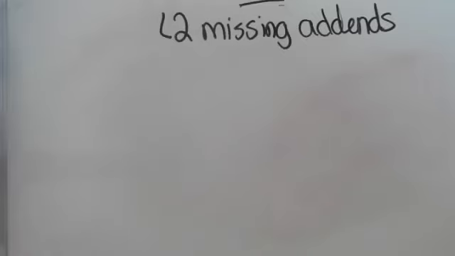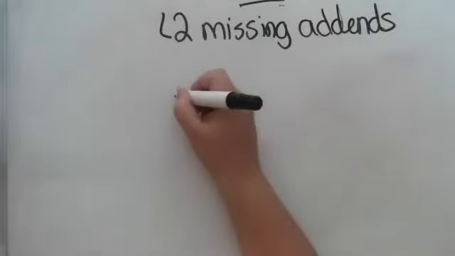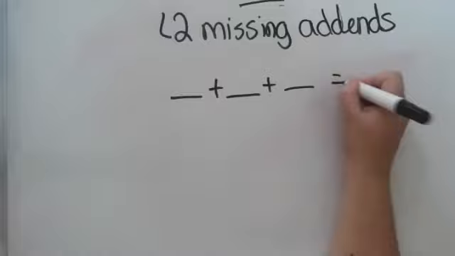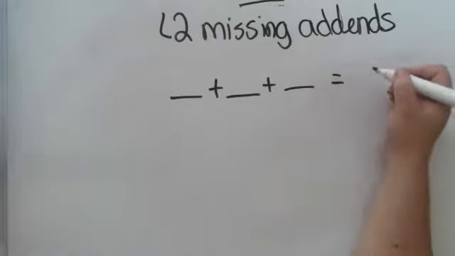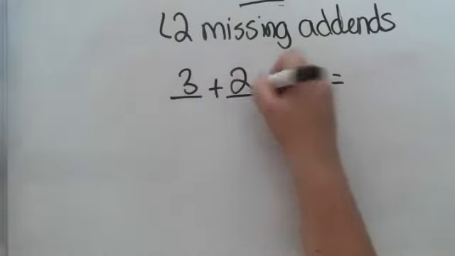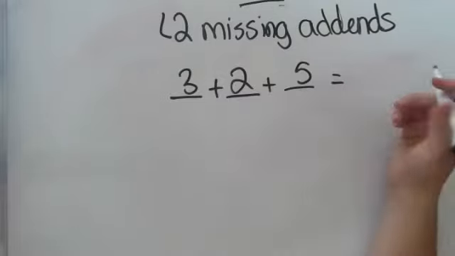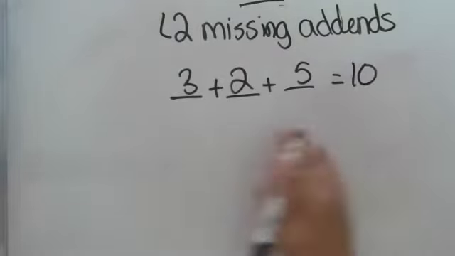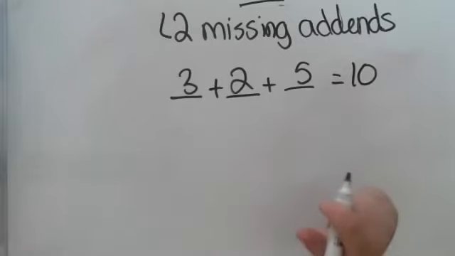This is Saxon 4, Lesson 2, Missing Addends. So again, when you're adding, you have addends, which add up and equal a sum. So if I had 3, 2, and 5 as my addends, that would be 3, 4, 5, 10 as my sum. So these three are my addends, this is my sum.